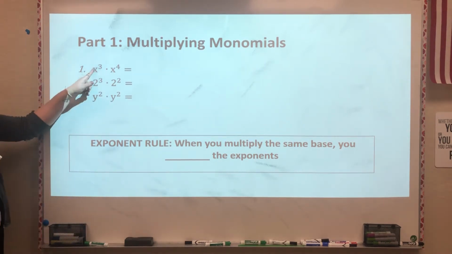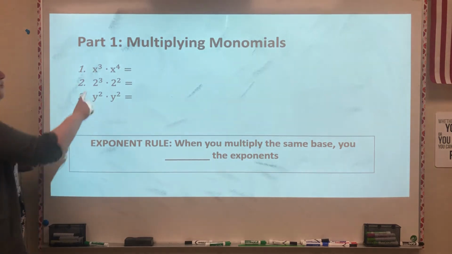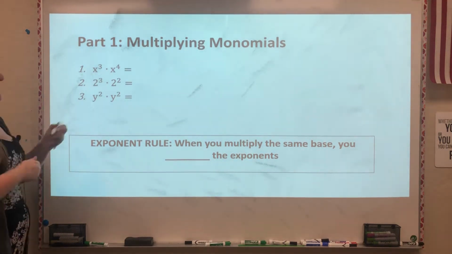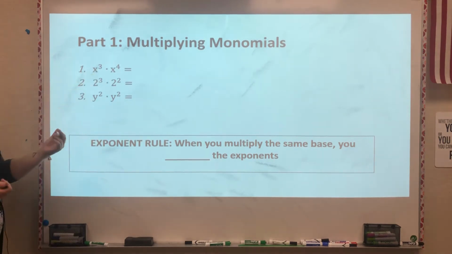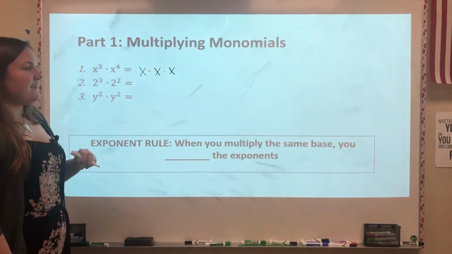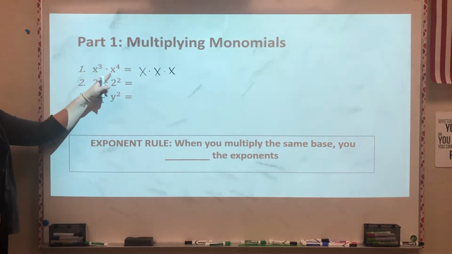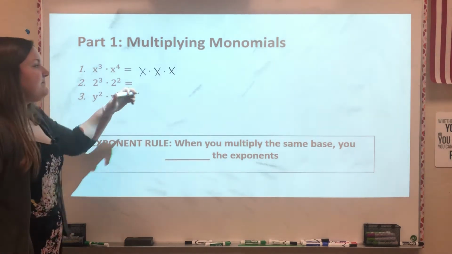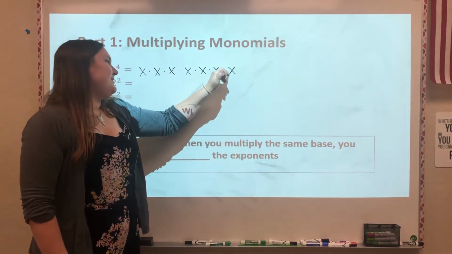When I say x cubed times x to the fourth power, what does that mean? Well, x cubed means you're multiplying x by itself 3 times. So x cubed means x times x times x. x to the fourth power, it's the same idea. It means you're multiplying x by itself 4 times. So that would be x times x times x times x.